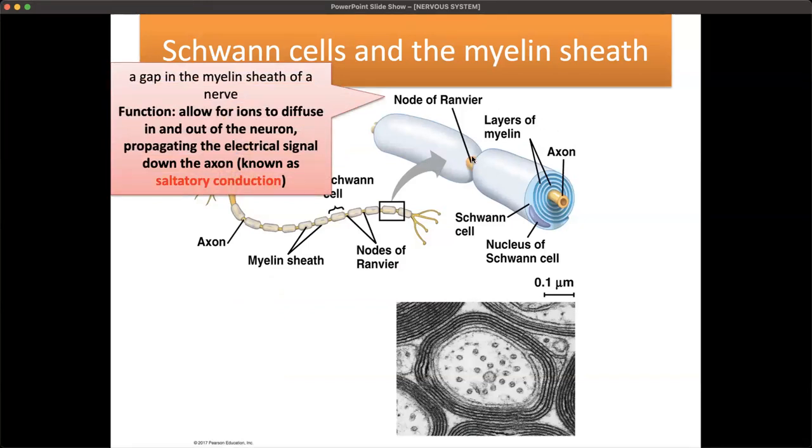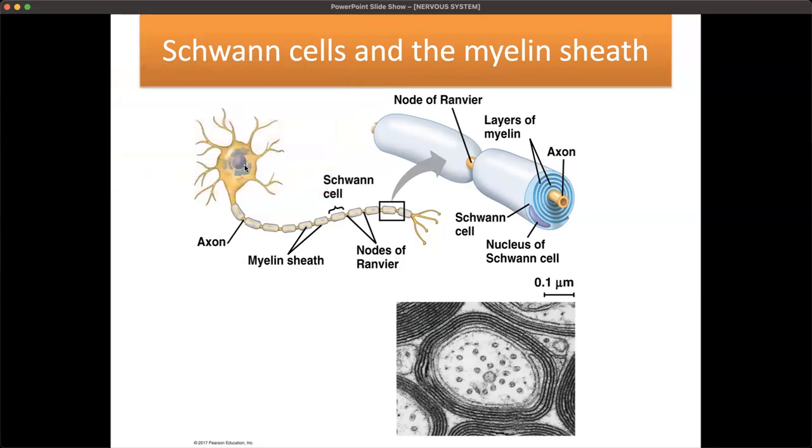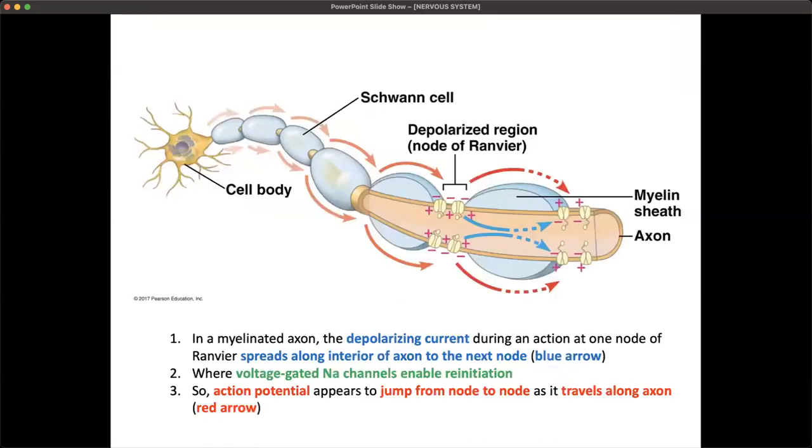So this part is where it happens: sodium flows in, potassium flows out, and not at the myelin sheath. So propagating the electrical signal down the axon is known as saltatory conduction. Okay, so look at here. Even though there's a node of Ranvier, the node of Ranvier is the one that has the gated channel.